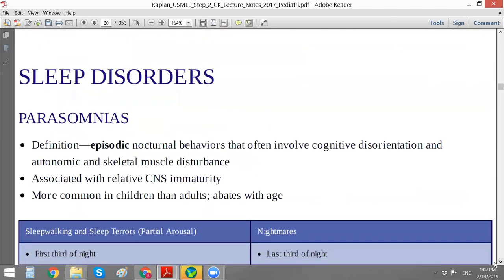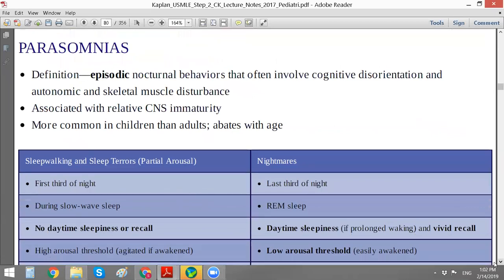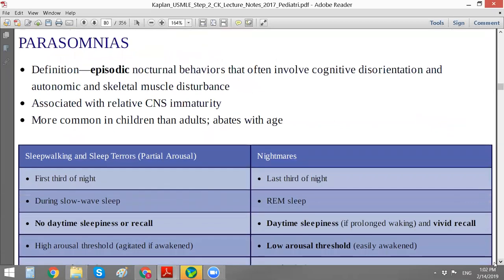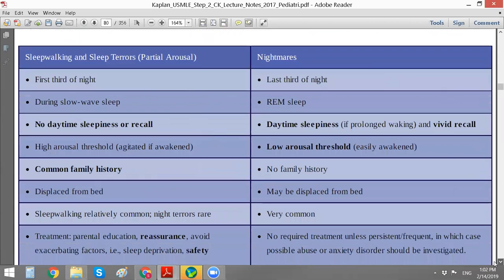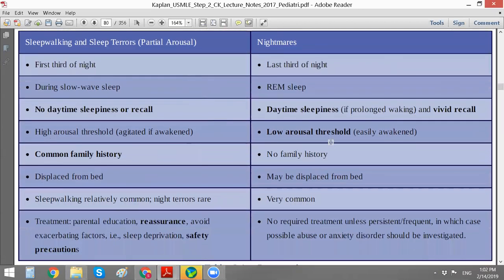Then we have sleep disorders, parasomnia. Definition: episodic nocturnal behavior that often involves cognitive disorientation and autonomic and skeletal muscle disturbance, associated with relative CNS immaturity, and more common in children than adults, and obesity. So they are either sleepwalking and sleep terrors, or nightmares. Sleepwalking and sleep terrors occur in the first third of the night, during slow wave sleep.